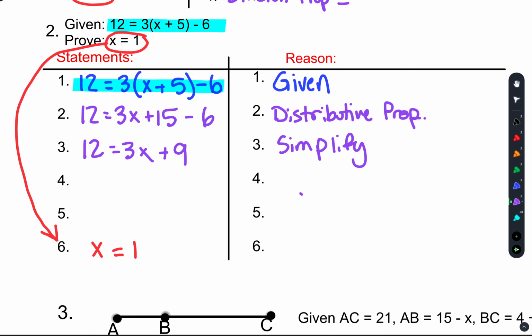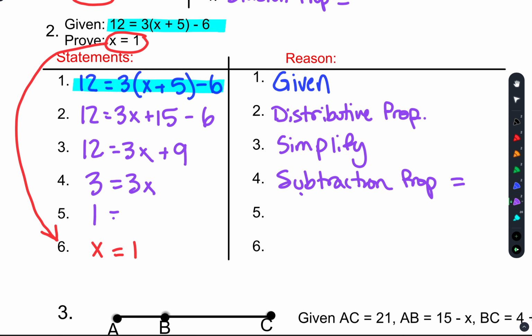Then what would step 4 be? Caitlin? We subtract 9 from both sides to get 3 equals 3x. And then one more step here. Anna. Perfect. So I'm left with 1 equals x, and that's the division property of equality.